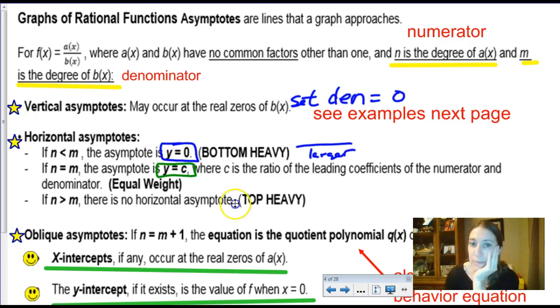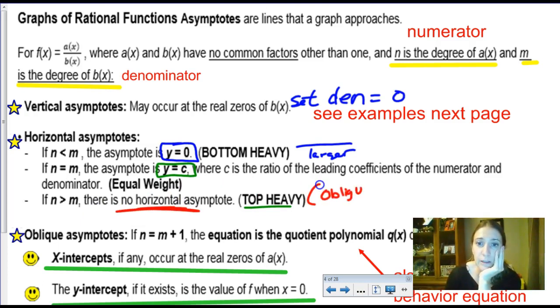And then if you have a top-heavy one, that means you have no horizontal asymptote, but there will be what we call an oblique asymptote, which is a slant asymptote.